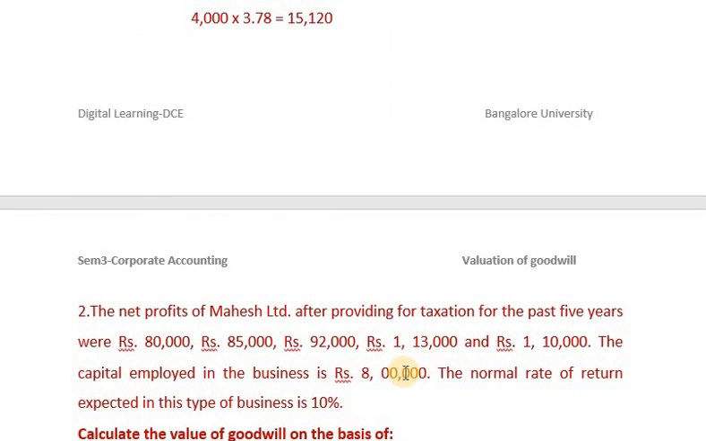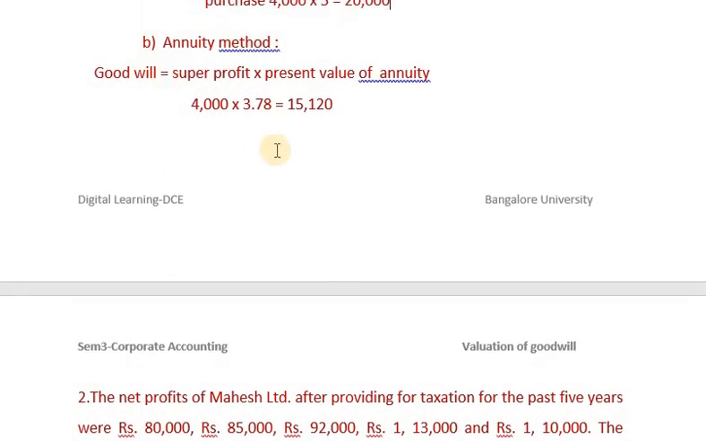Rupees 3.78. 4,000 into 3.78 is equal to 15,120. So what I mean to say is, under the annuity method, it is similar to the super profit method. We must calculate super profit in the first instance. Later, we must multiply the super profit with the present value of annuity. Super profit into present value of annuity will give us the amount of goodwill under the annuity method.